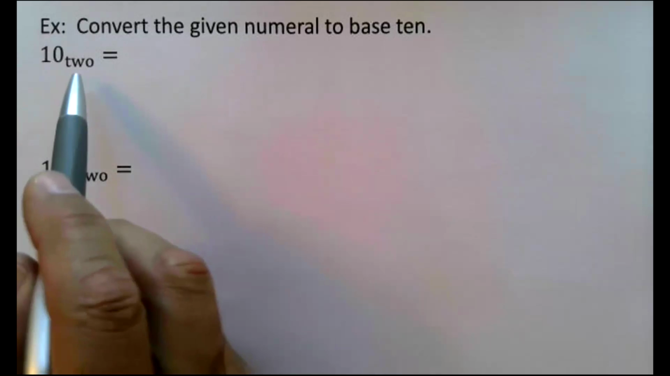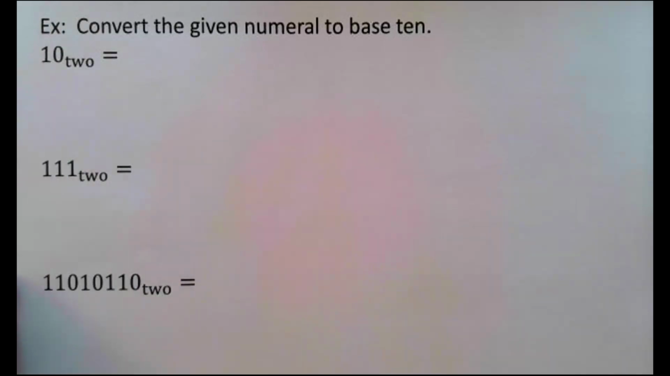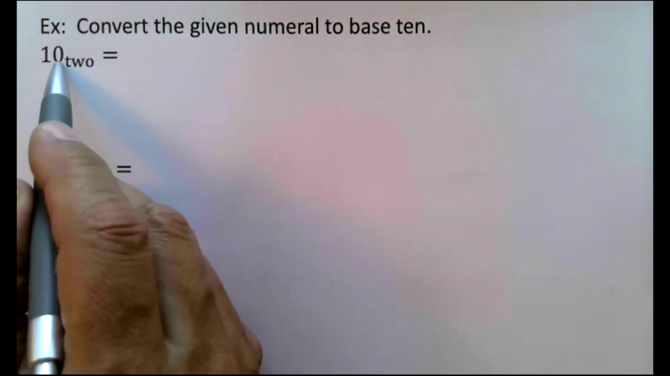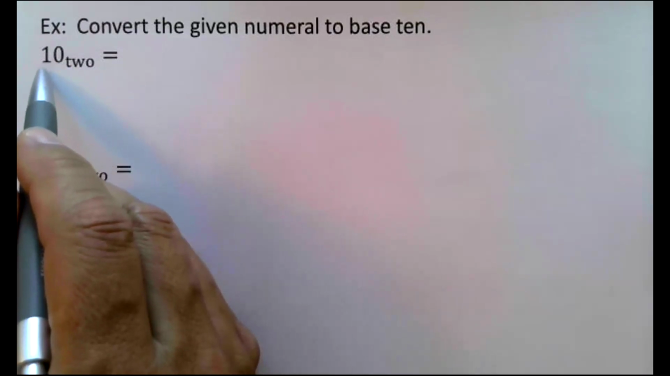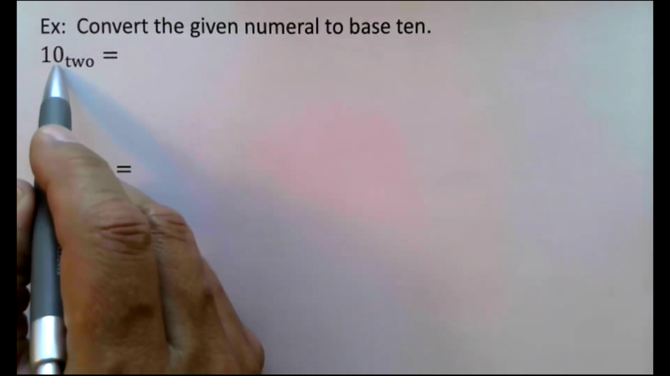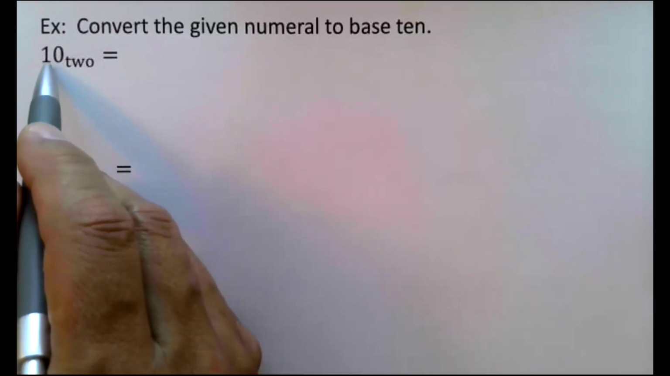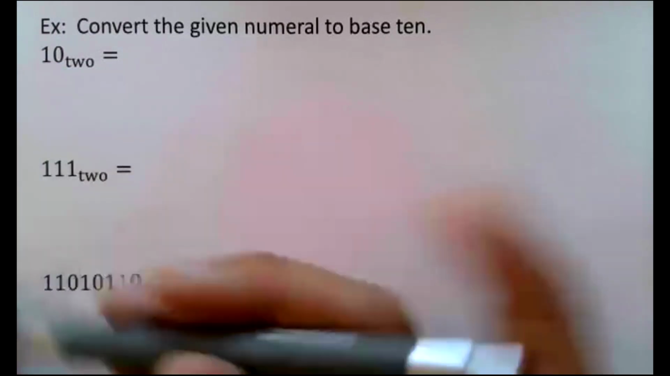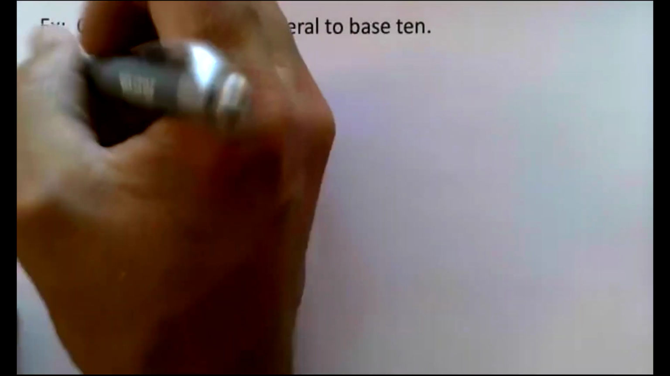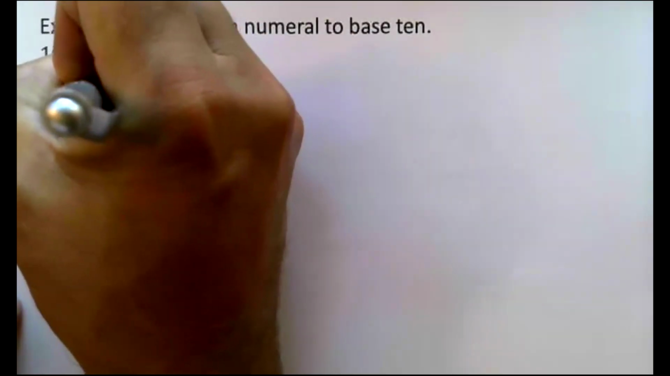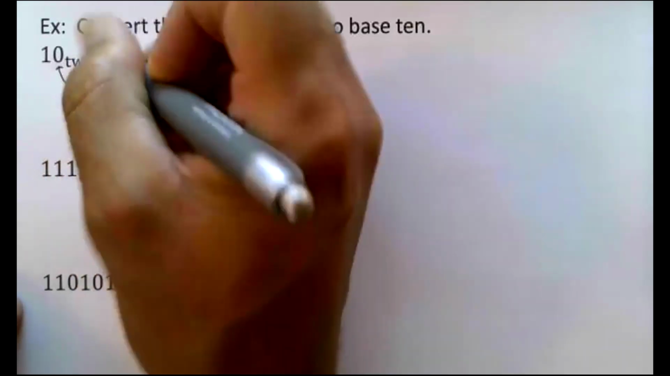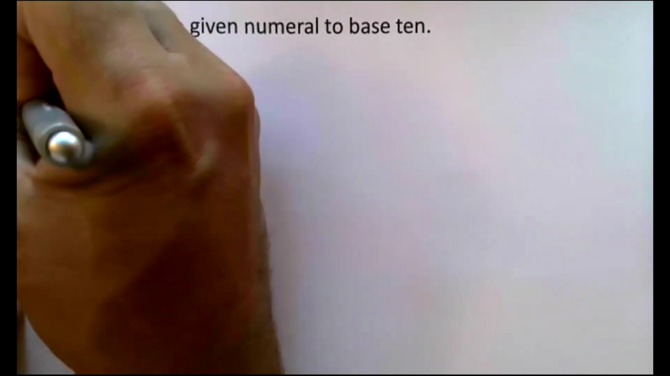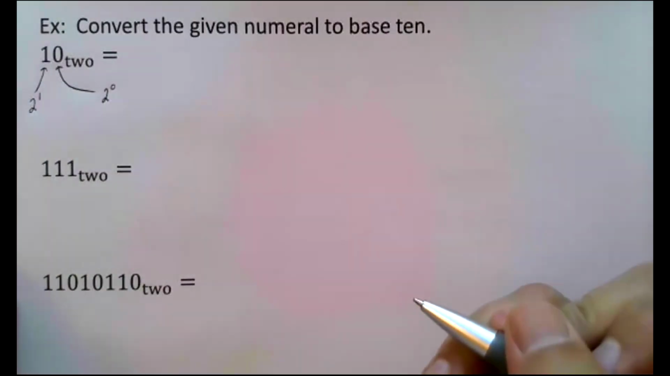Let's go ahead and talk about how this would work. So this is base 2. I know it's base 2 because it says it right there. The far right is the 2 to the 0 position, and the next one is the 2 to the first power position, and so on. So this is saying I have 0 sets of 2 to the 0 power, and I have 1 set of 2 to the first power. That is telling me how many 2 to the 0 powers I have, and that is telling me how many 2 to the first powers I have.